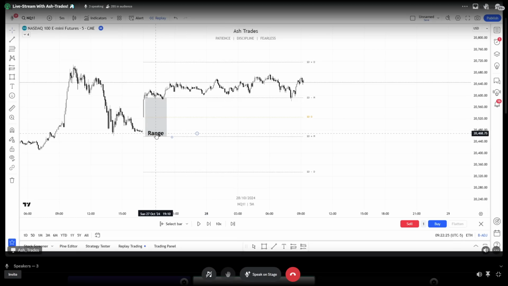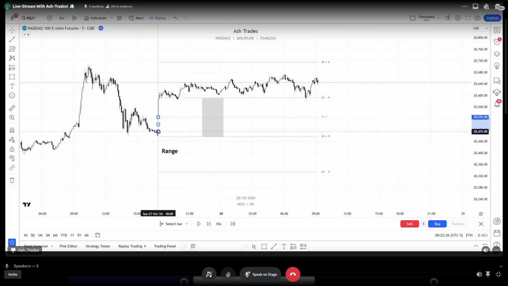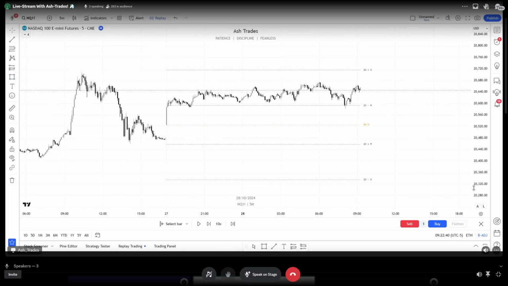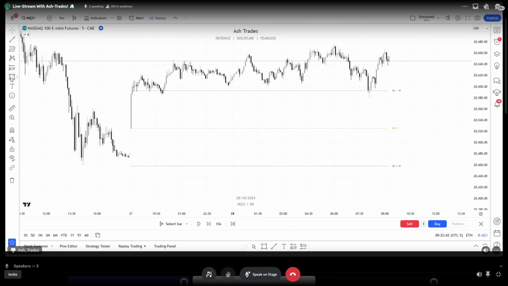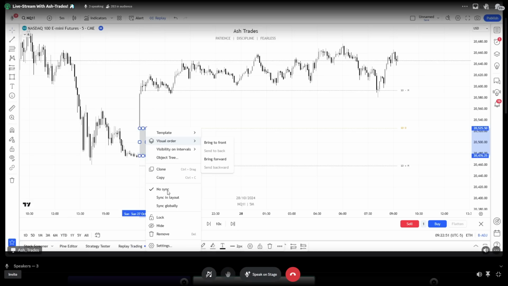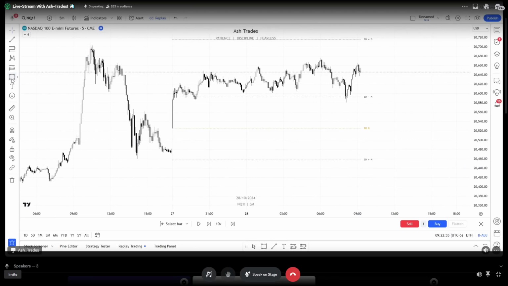After defining the range, we're looking for a draw on liquidity. And look at this opening gap here, right? So I just need to move that out of the way to show the draw on liquidity real quick. If anybody knows about gaps, right? Gaps like to get filled. We have an opening gap here that could easily be a draw on liquidity. So step one is identifying the range.